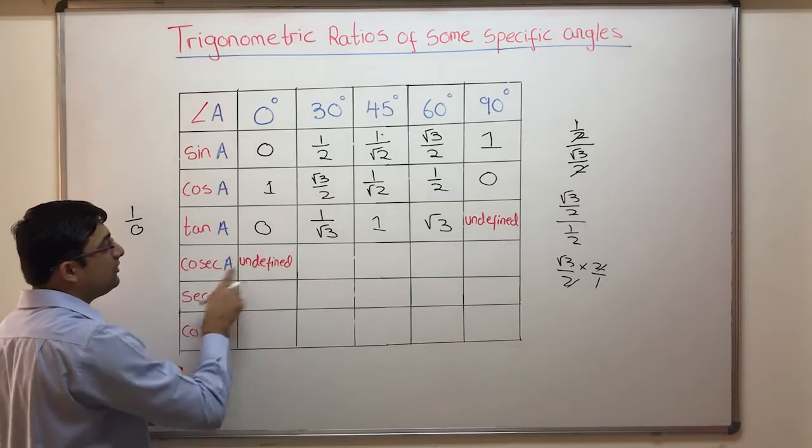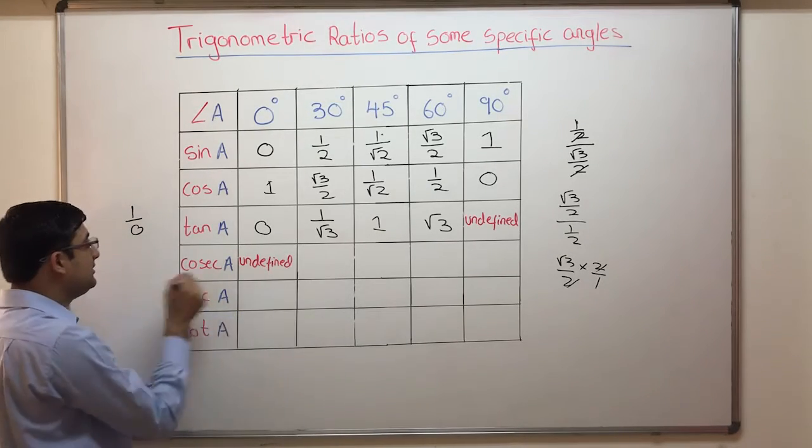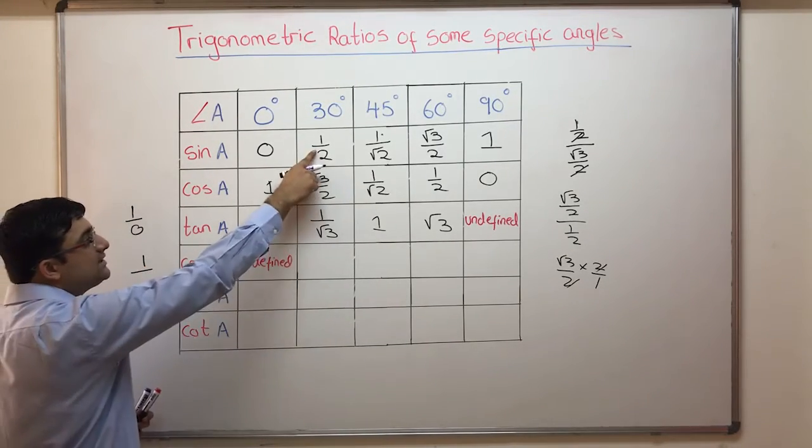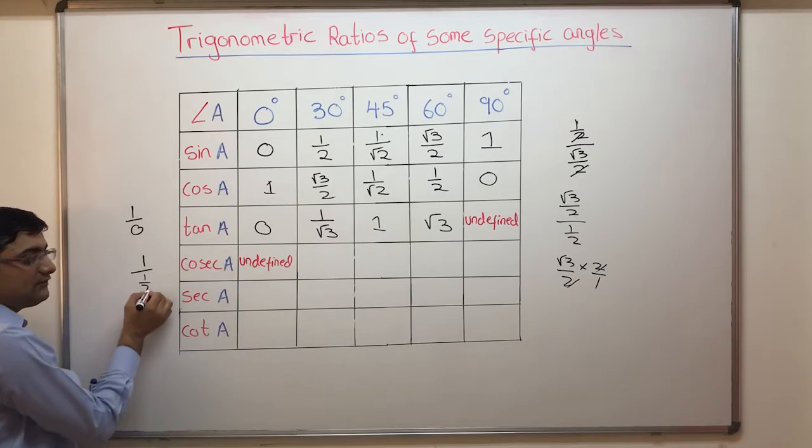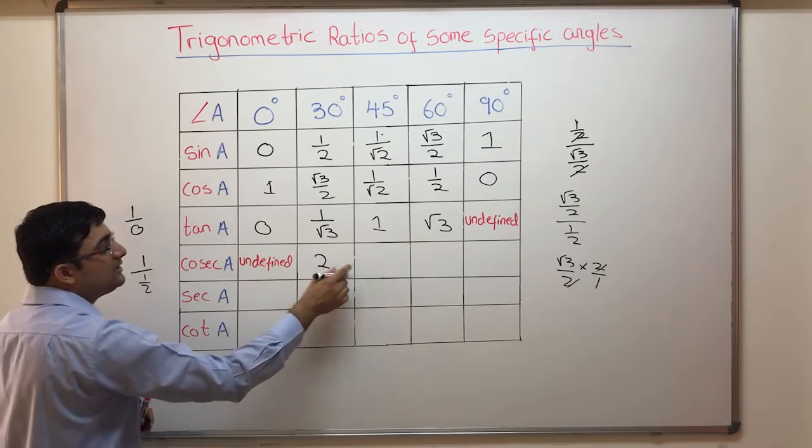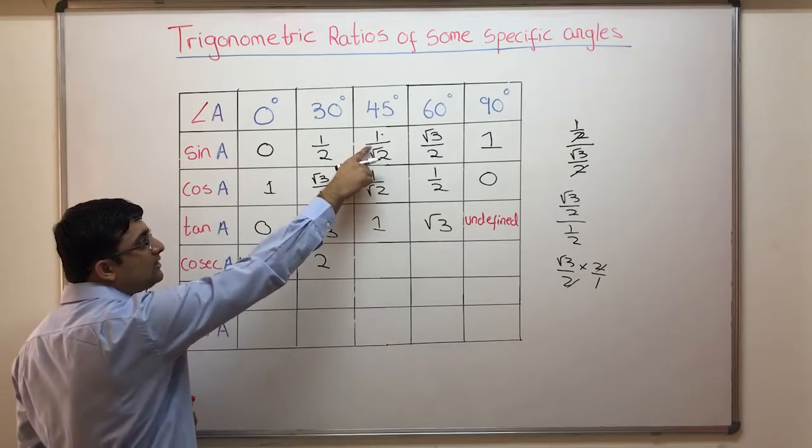Next, cosec of 30 degrees is 1 by sine 30 degrees. So 1 upon, what is sine 30 degrees? Half. So 1 divided by half, that is 2. Next, cosec 45, 1 upon sine 45.